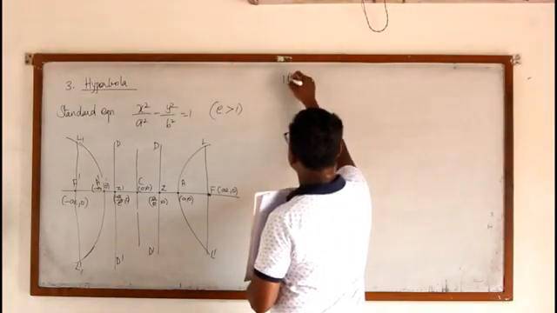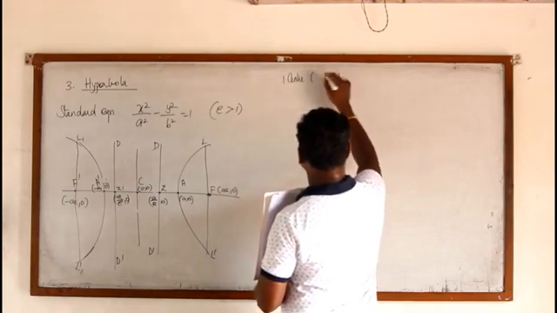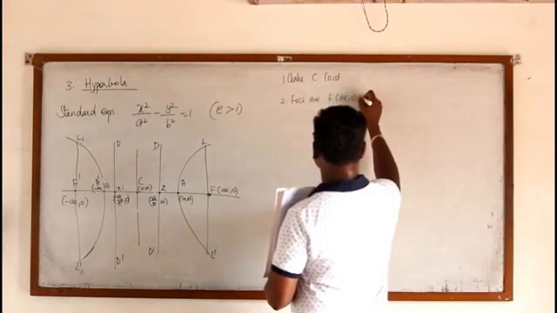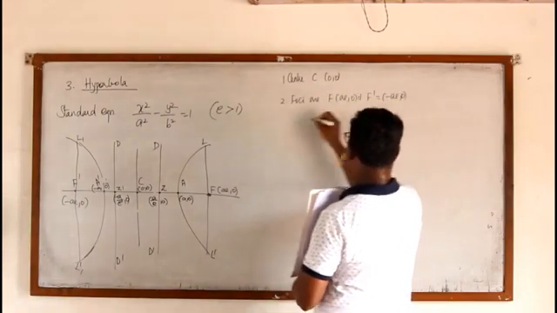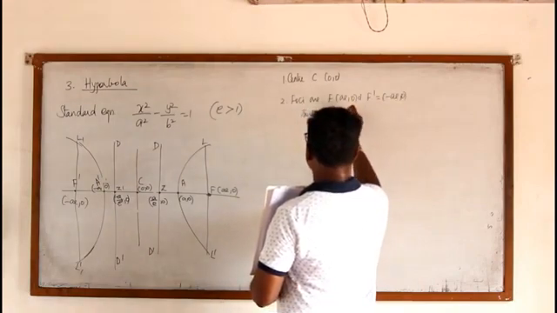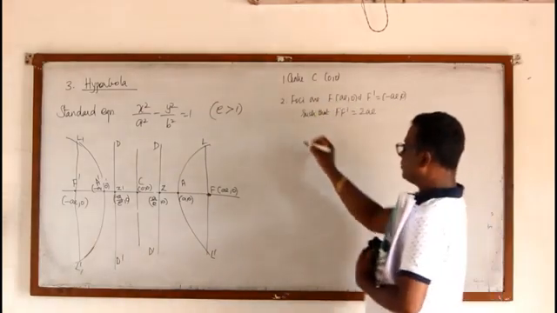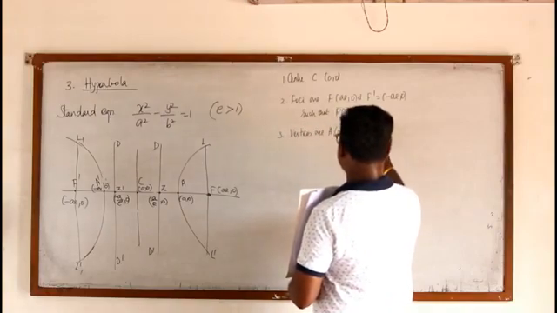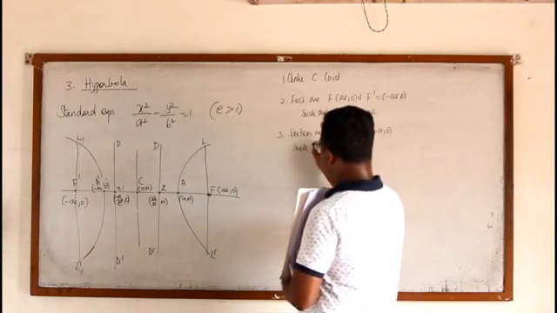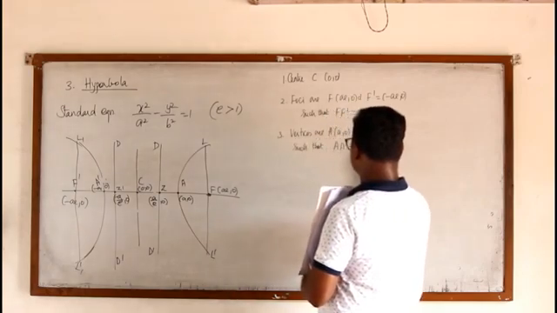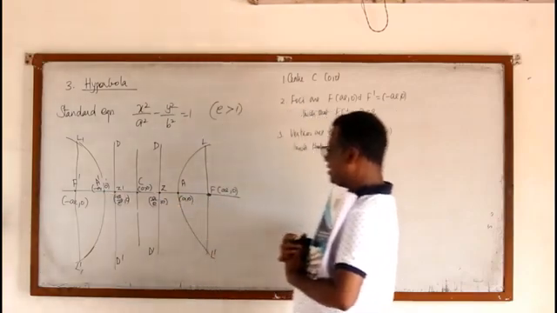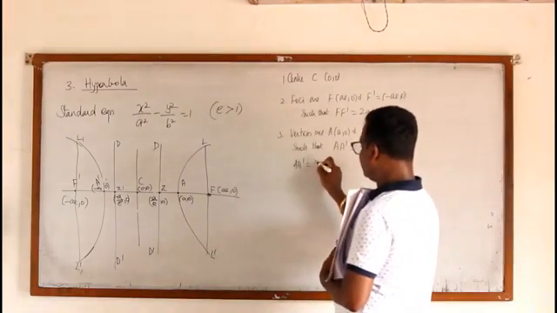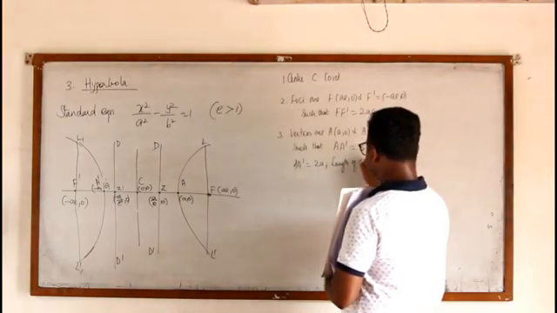So, first one, the center is C, 0, 0. Then second one, the foci are F, ae comma 0, and F dash, minus ae comma 0, such that F F dash is 2ae. Then third one, the vertices are A, a comma 0, and A dash, minus a comma 0, such that A A dash is equal to 2a. Here, this A A dash equal to 2a is called the length of the major axis in our ellipse, isn't it? So here it is, A A dash equal to 2a, called the length of the transverse axis.